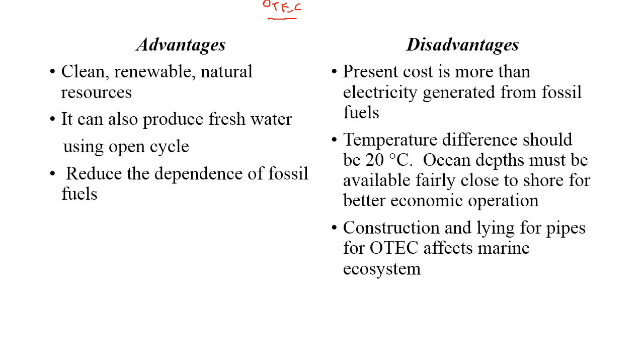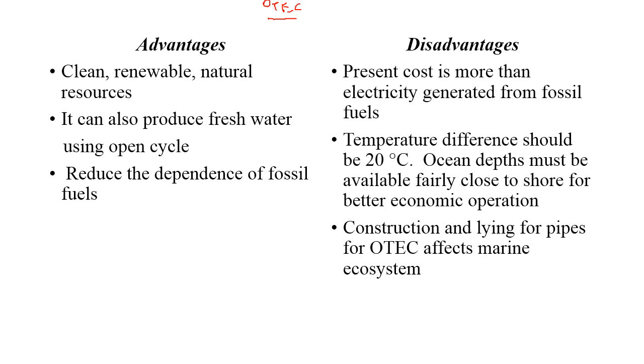Okay, so what are the advantages? As we know, clean, renewable, and natural resources. Since we are using a desalination process, we can also get fresh water. Okay, it is a significant advantage where the island has a shortage of fresh water, right? Okay, so it reduces the dependence on fossil fuel. The entire world is always depending only on fossil fuels to produce energy. So that dependence will be reduced.